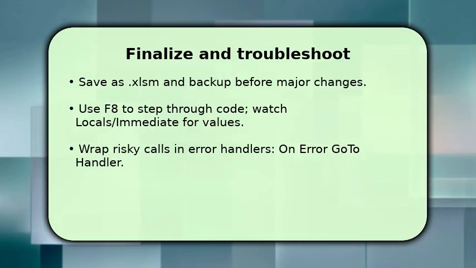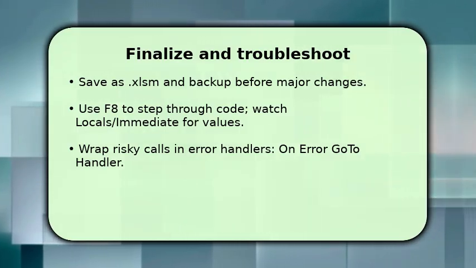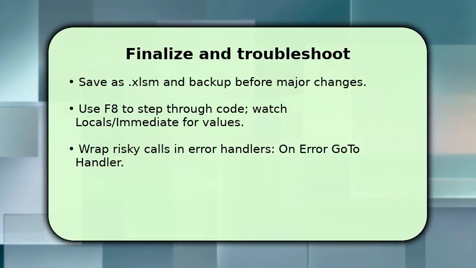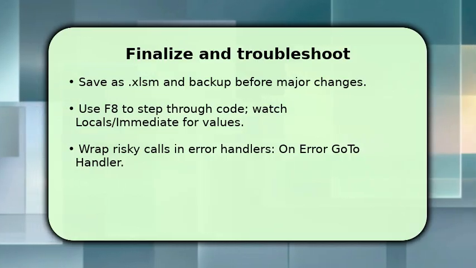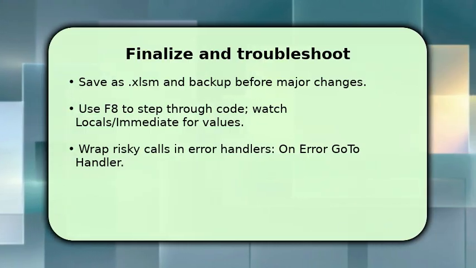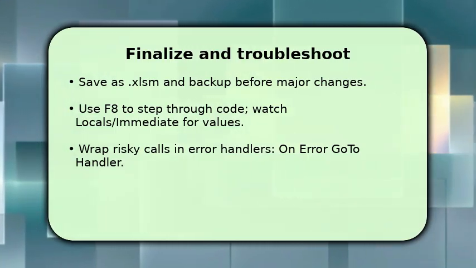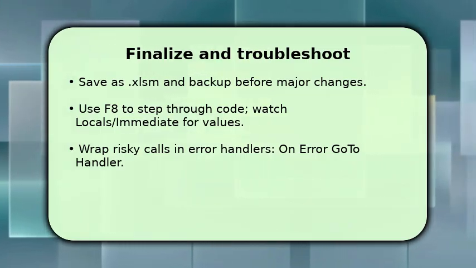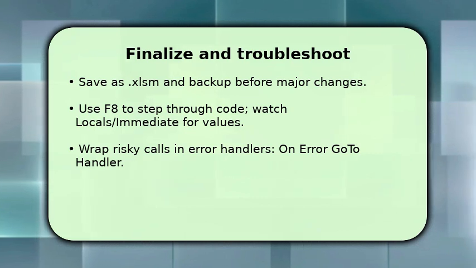Make sure to add error handling around file and range operations so the macro fails gracefully. Include clear messages for users. Once validated, assign it to the Quick Access toolbar or a ribbon button for everyday use. If something breaks, step through with F8 and inspect the Immediate and Locals windows. This single troubleshooting tip usually reveals wrong ranges.